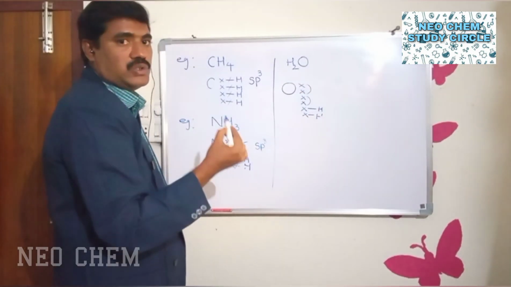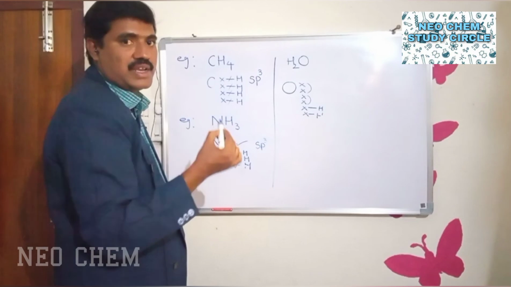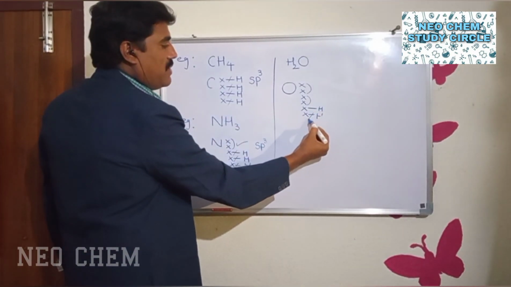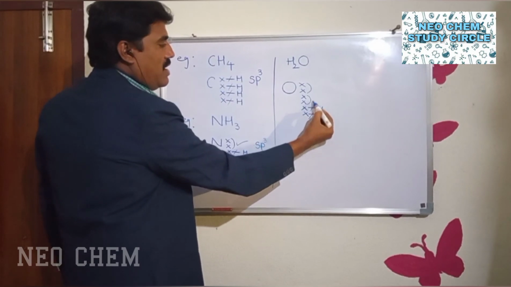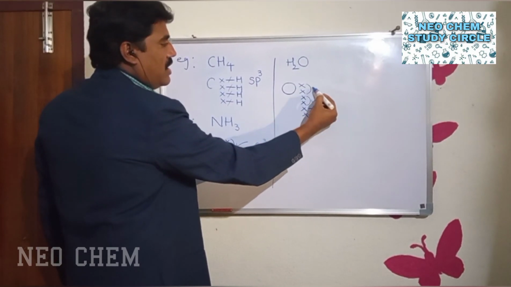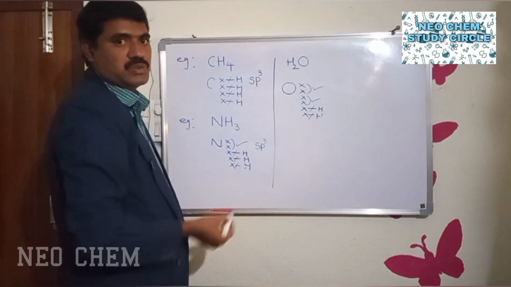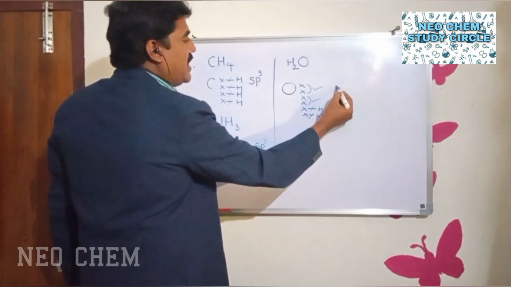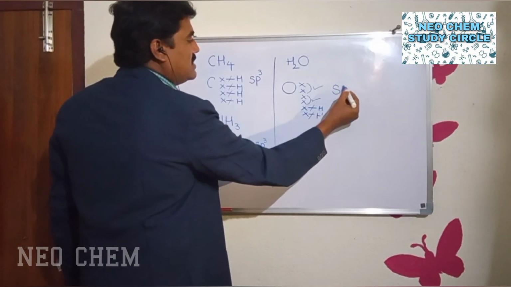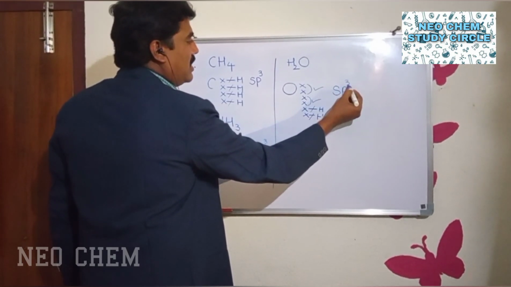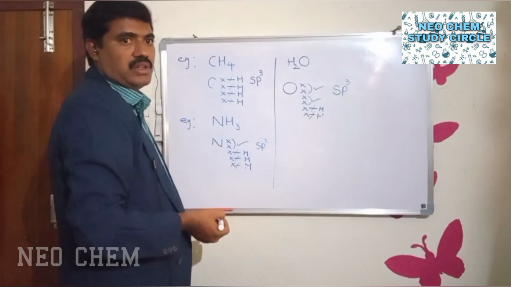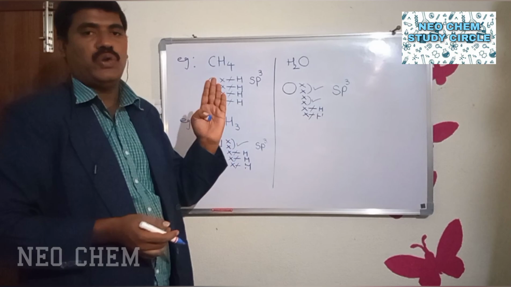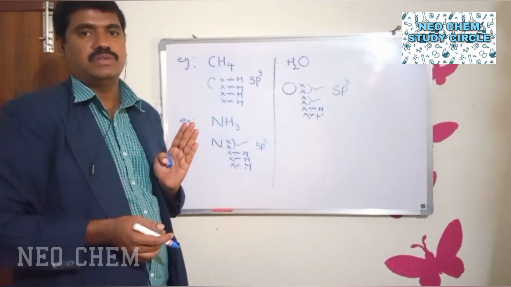Now each lone pair of electrons should be considered as a sigma bond. So totally, first sigma bond, second sigma bond, third sigma bond, and fourth sigma bond. So there are also 4 sigma bonds. That's why the hybridization containing 4 orbitals is sp3. Like that, we have to identify the hybridization of neutral molecules.